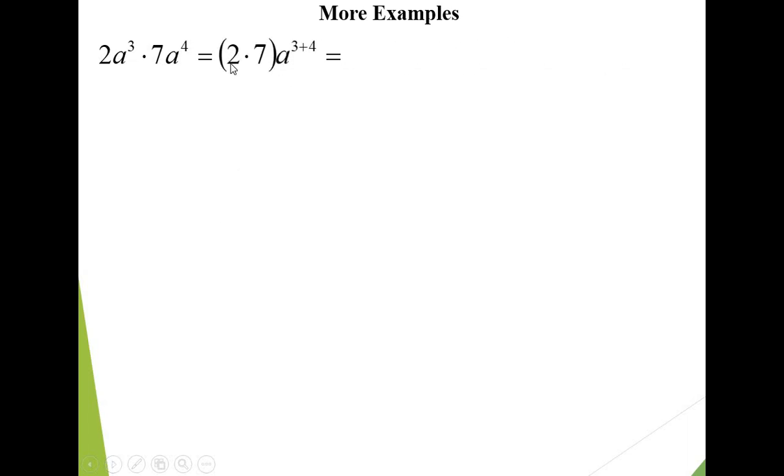So here you would have 2 times 7 times a to the 3 plus 4, which is going to give you a final answer of 14, and a to the 3 plus 4, which is going to give you 14a to the 7th power, right?